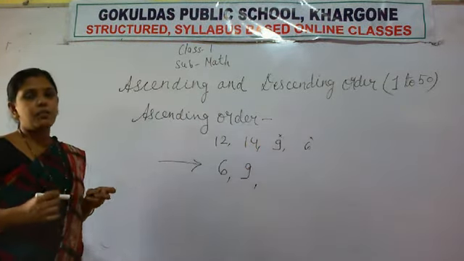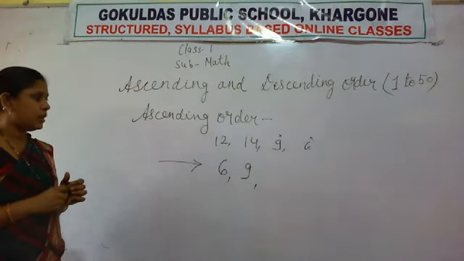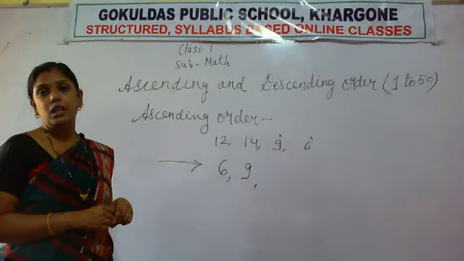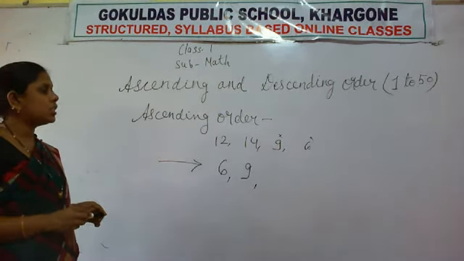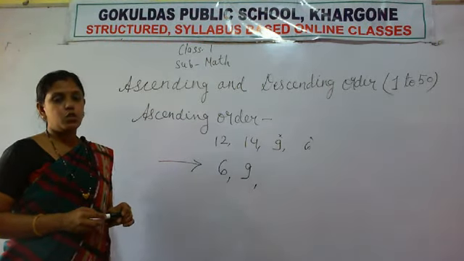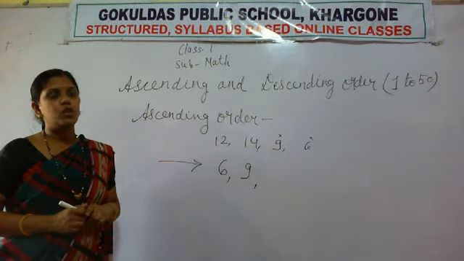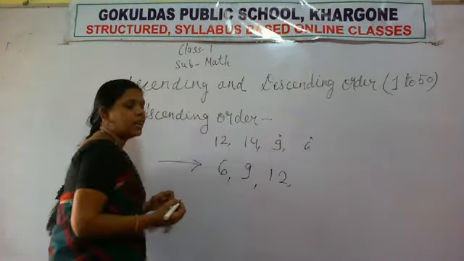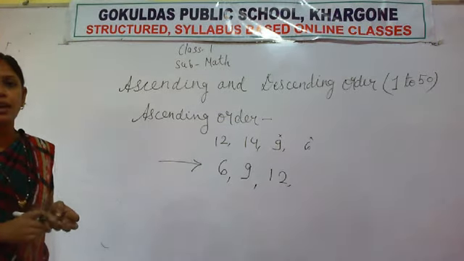Now how many numbers are remaining? 2 numbers are remaining and those 2 numbers are 12 and 14. So which is the smaller number? 12 is smaller. Then the 12 will come, and at last which number will come?